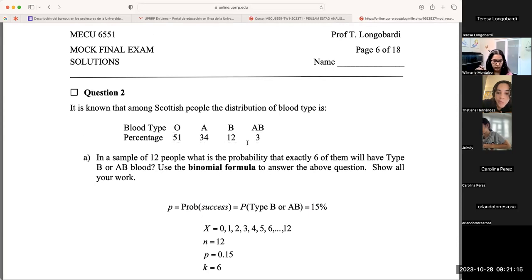Okay, B or AB. So this is just probability theory we learned in module 7. Because they're mutually exclusive, you can be B or AB. Sumando hacen 15. So I didn't put the step where I add them.